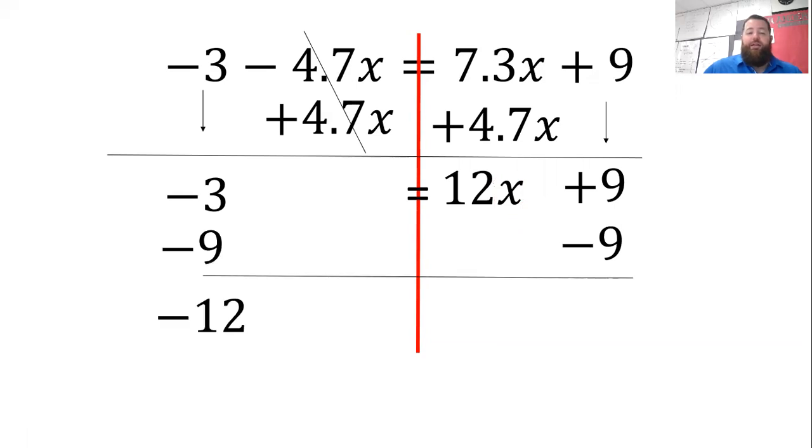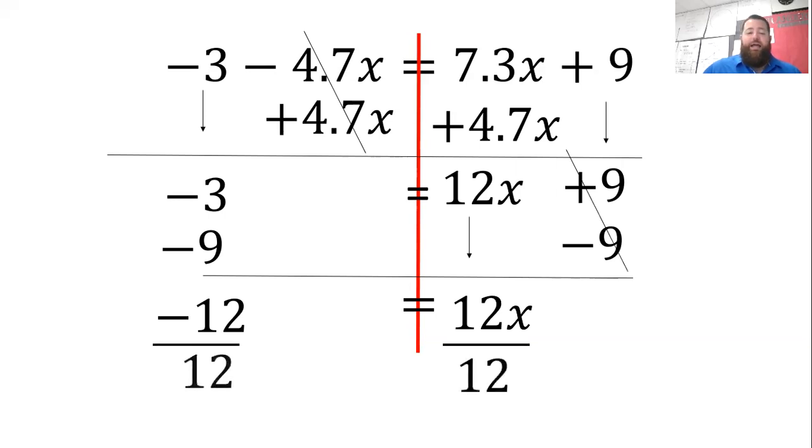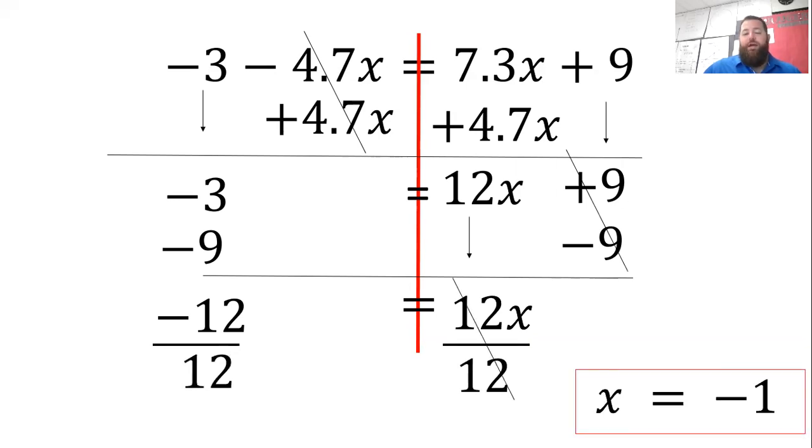-3 minus 9 is -12 because the signs are the same. So 3 plus 9 is 12. Put that negative back in front. Bring down my 12x, and the 9's cancel out. So to get x by itself now, I have to divide both sides by 12. -12 divided by 12 is -1. So x equals -1.